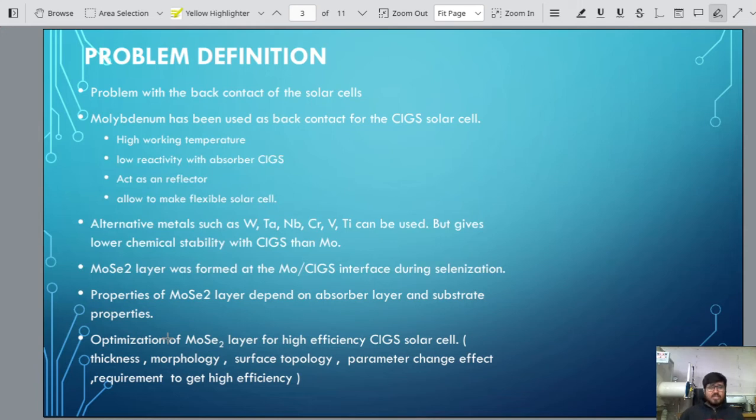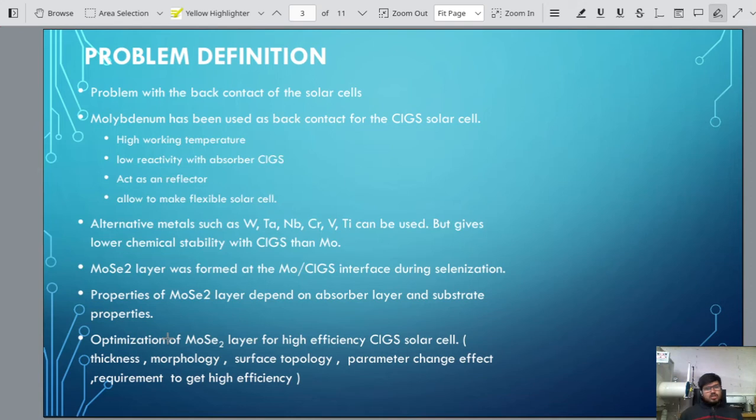Alternative materials such as tungsten, tantalum and chromium have been studied, but they give lower chemical stability for CIGS than the molybdenum back contact.